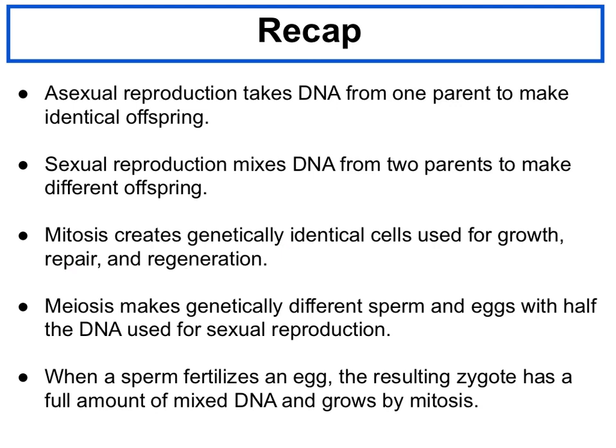Meiosis, on the other hand, makes genetically different cells, but only sperm cells and egg cells that have half the DNA because they're going to be used for sexual reproduction, where they'll join together and reform the full amount of DNA. When that happens, that's called fertilization, and the resulting cell is a zygote that has the full amount of DNA, and that DNA is all mixed up. Then the zygote will grow into a full-grown animal by doing mitosis.